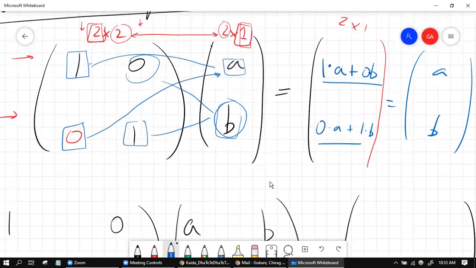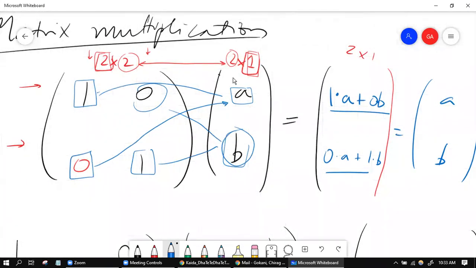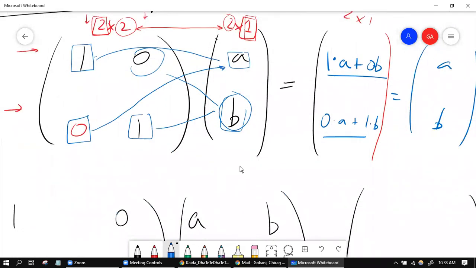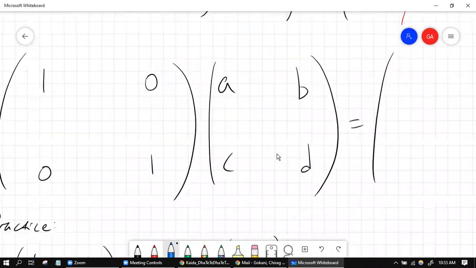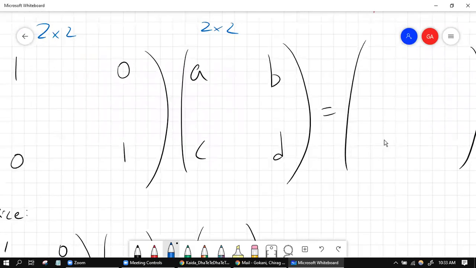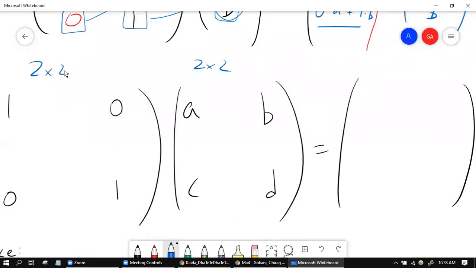What I'm really trying to show you is that this was multiplying a matrix by a vector, because whenever you have a 1 here, this is a vector. So this is kind of simple, actually. What happens if you have a 2 by 2 matrix multiplied by a 2 by 2 matrix? This is what might challenge people more. Can it be done? Yes, because 2 equals 2. What's the dimension of the answer? 2 by 2.